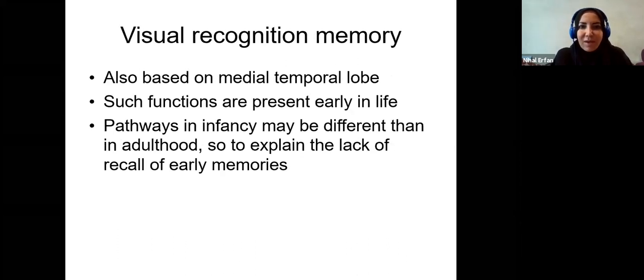So visual recognition memory is also based on the medial temporal lobe, okay? So these functions are present early in life. The pathways in infancy may be different than in adulthood, okay? So therefore, it could explain the lack of recall of early memories, okay? Plus the whole idea of language. So it could be that pathways are a little bit different in terms of memory encoding, plus the language. But again, medial temporal lobe is essential. So it's a very critical area for us in psychiatry.